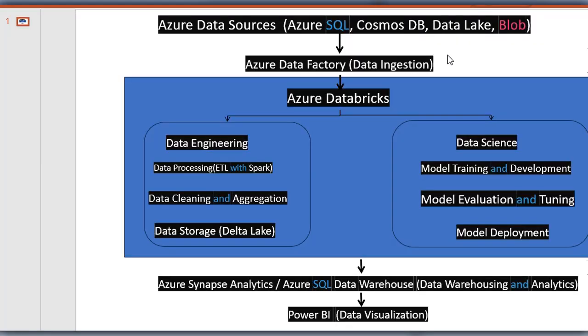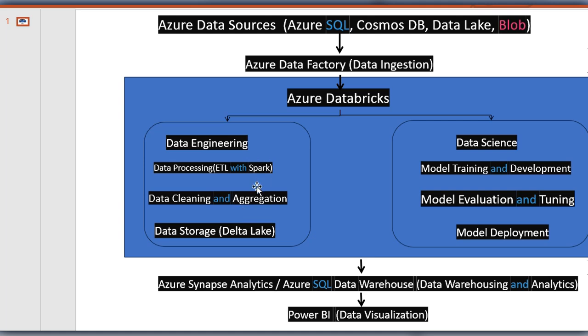Data from various sources, IoT devices, application logs, etc., is ingested using Azure Event Hubs or Azure IoT Hub. The ingested data is stored in Azure Data Lake Storage, ADLS, or Azure Blob Storage for raw data storage. Data processing. Azure Databricks reads the raw data from ADLS and Blob storage. Data engineers use Databricks notebooks to clean, transform, and process the data using Spark.